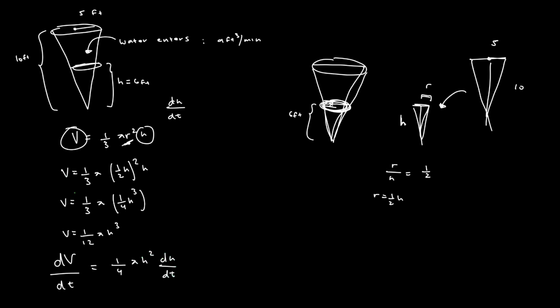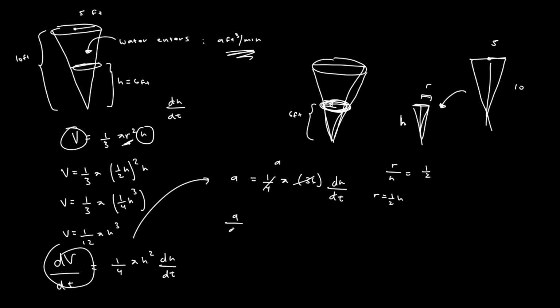We know that the volume is changing at a rate of 9 feet cubed per minute, and it's increasing since we're pouring in water. So if I take this over here, I get 9 is equal to 1/4 times pi, and our current height is 6, so 6 squared is 36, and we're solving for how fast the height is changing with respect to time. This just simplifies, so I get 9 divided by 9 pi, which is equal to 1/pi, and that is equal to dh over dt.